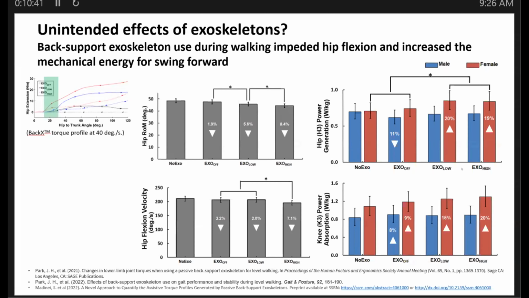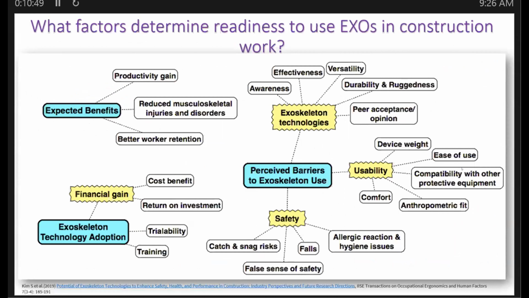So that was a very brief snapshot into some of our basic lab studies on what happens with different designs. We stepped out into the real world and asked, what factors determine a person's readiness to use exoskeletons in the context of construction? These are some of our responses from their open-ended interview questions, and we organized them into benefits and barriers and so on. So what did we see?